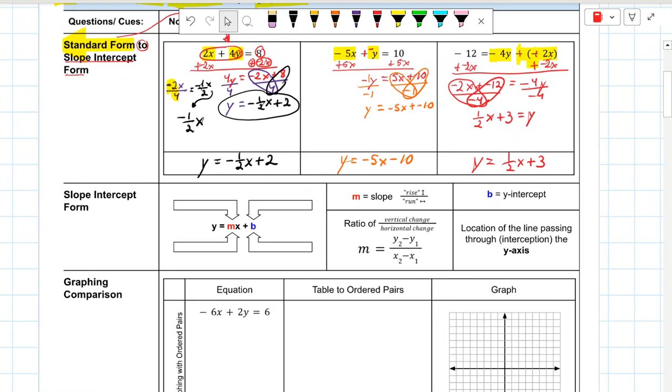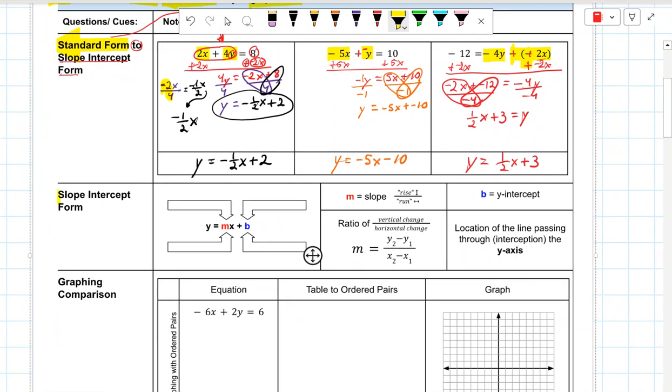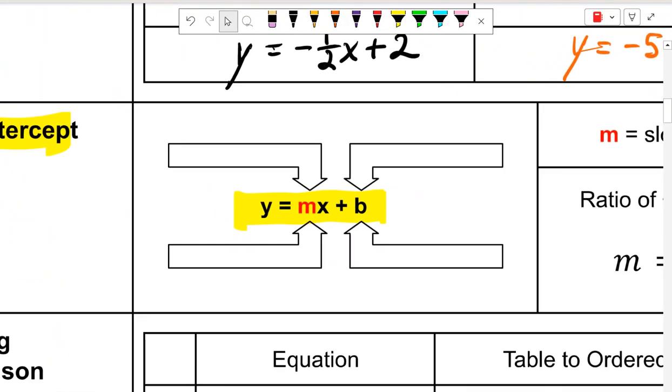Let's talk more about slope-intercept form. What is it? It's this right here. That's slope-intercept form officially. y equals mx plus b. Now that m is attached to the x by multiplication, and in our very first unit, we learned that that spot right there, that m right in front of the variable, is called a coefficient.